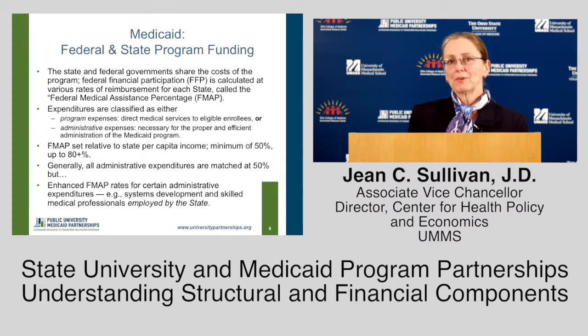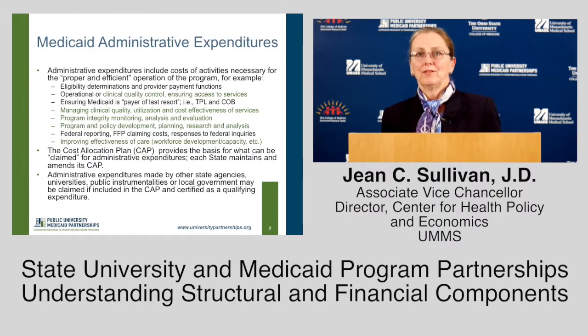There are some opportunities for higher rates of federal matching on the expenditures made by universities or agencies in employing the resources of universities. And those tend to fall into two areas: systems development, including all the data analytic systems, and skilled medical professionals that are needed for the administration of the medical services in the Medicaid programs.